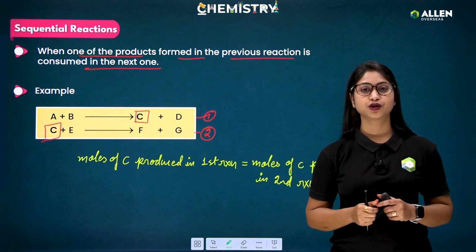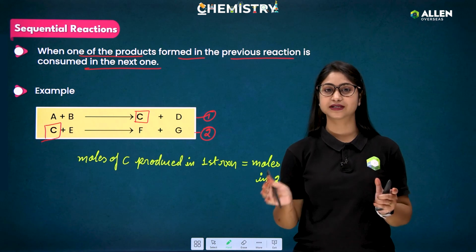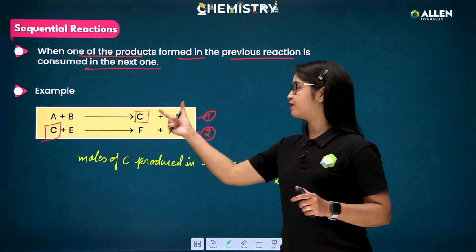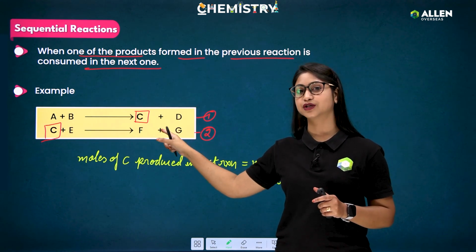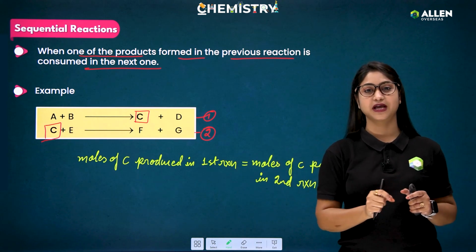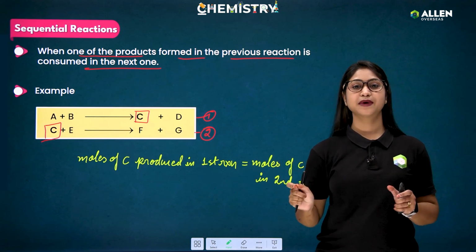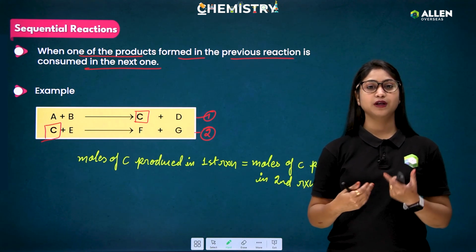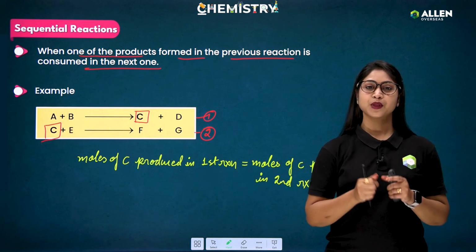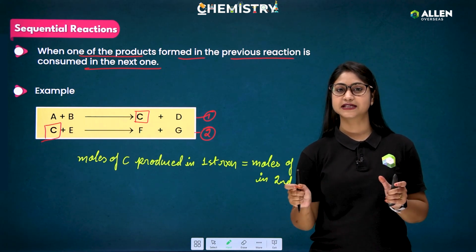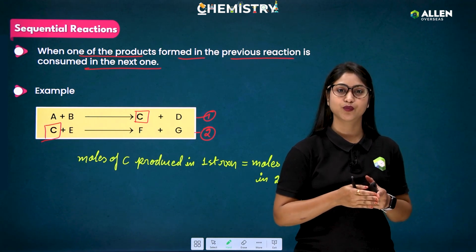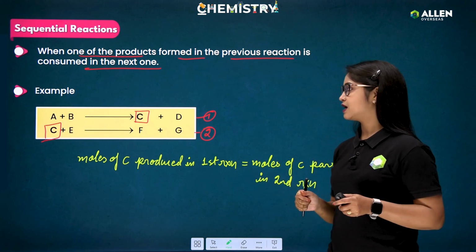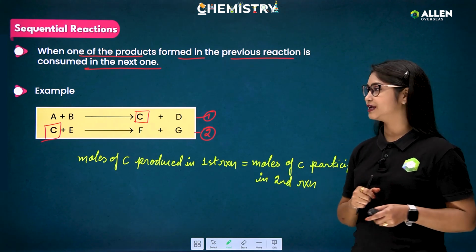But even if the stoichiometric coefficient of the balanced reaction is not the same, still the number of moles will remain the same. The number of actual moles produced in the reaction and the number of moles participating in the next reaction will be the same, doesn't matter what the stoichiometric coefficient is. Now what will be the method to solve such kind of questions? The method is very simple. We have to use the basic concepts of mole, basic stoichiometric concepts, and this is very simple. How? Let's solve one question related to this concept.